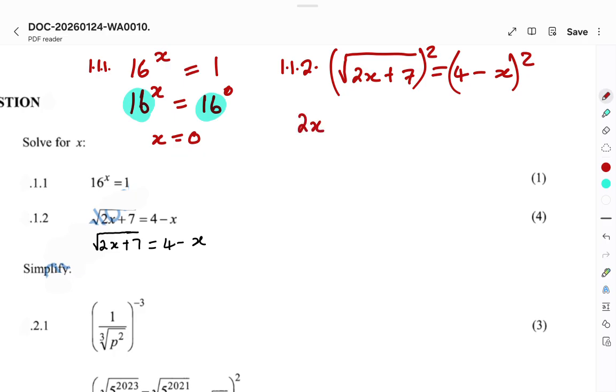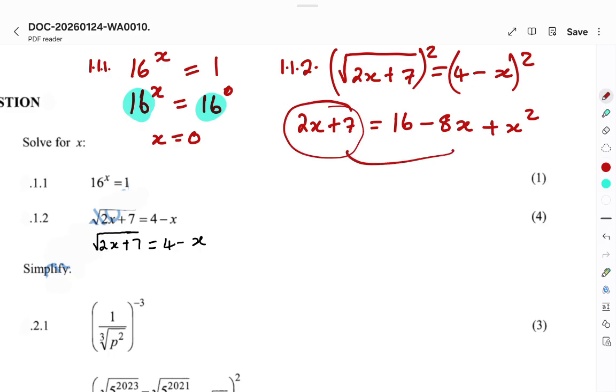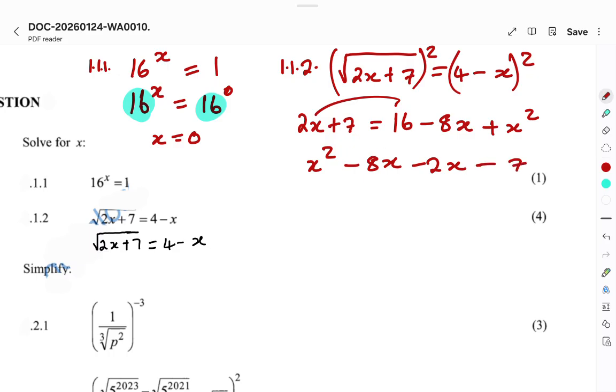so that we have 2x plus 7. Then this side, it is going to be 16 minus 8x plus x squared. Then from there, you're just going to take this whole thing to that side. After you're done with the squaring, you try to solve for x. So it's going to be x squared minus 8x, then we transpose the 2x to that side, then it becomes negative 2x, then the 7 becomes negative 7, then we bring back our 16 that we have there, then this is equal to 0 now.